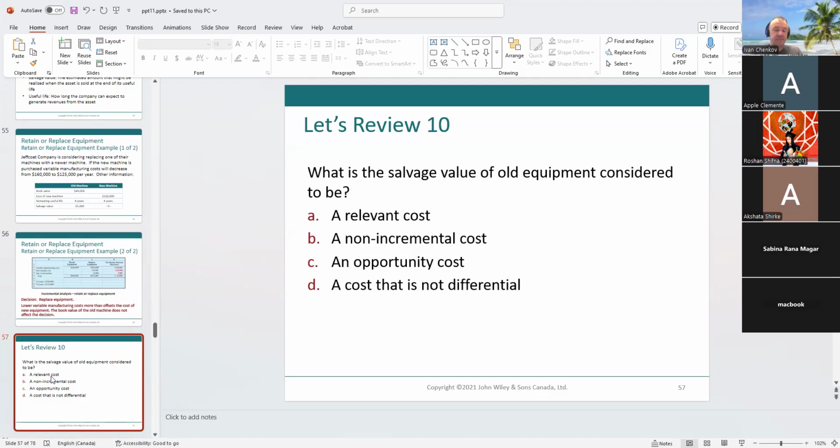What do you think about this? So can we say it is an opportunity cost? So, question. First one, do we have to consider the salvage value of the old equipment? Yes. If we sell it, are we going to get the money? Yes. So first of all, is this a non-incremental cost?